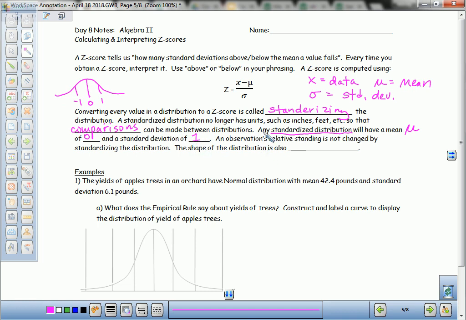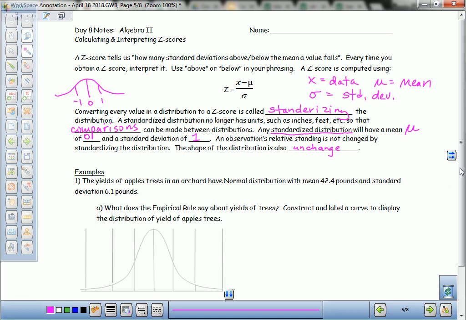All right, so an observation's relative standing is not changed by standardizing a distribution. You're going to see that in just a minute. We're going to do it on this graph. So you're going to see that the shape of the graph is not going to change. So that shape stays unchanged. We just change how we deal with it.